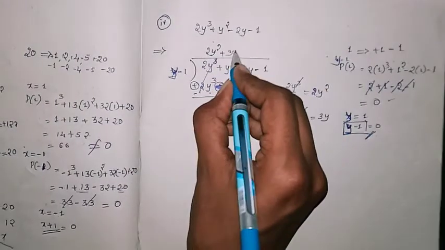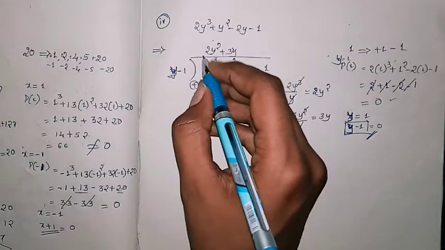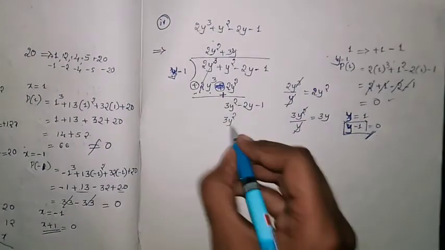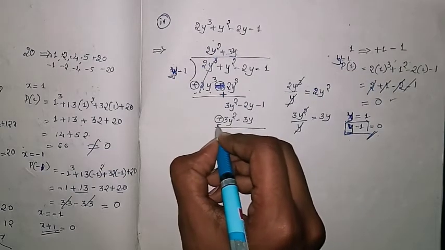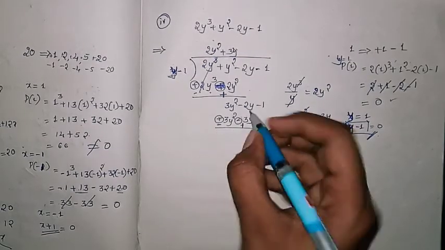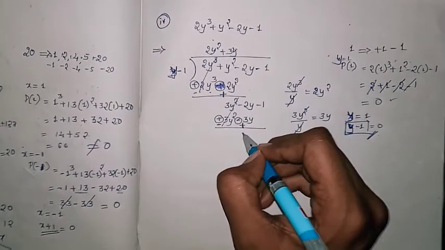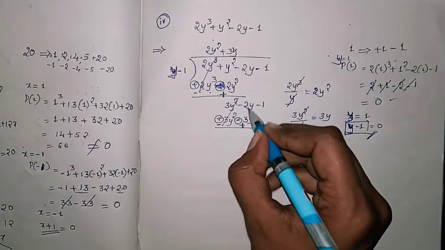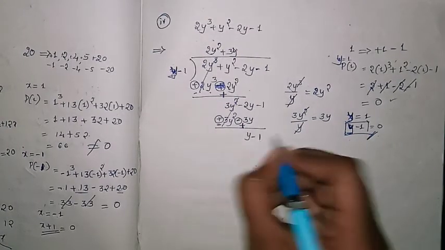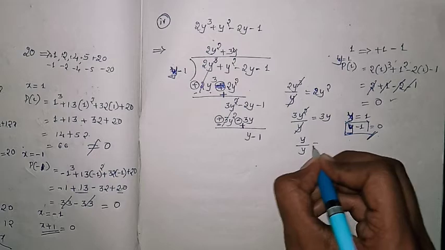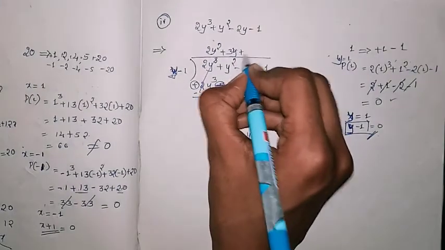So 3y into y, that is 3y square. 3y minus 1. So minus 3y. Now change the sign. Positive changes to negative, negative changes to positive. So it will get cancelled. Now in plus 3 minus 2, so the positive sign will be positive. In 3 you are subtracting 2, means remaining is y minus 1. So y divided by y gets cancelled, remaining is 1. So that means in quotient you are writing 1.